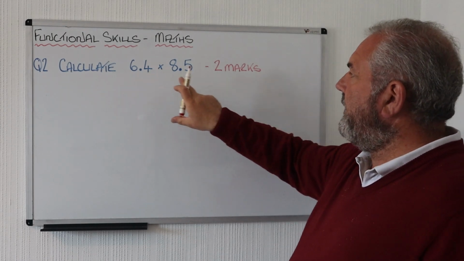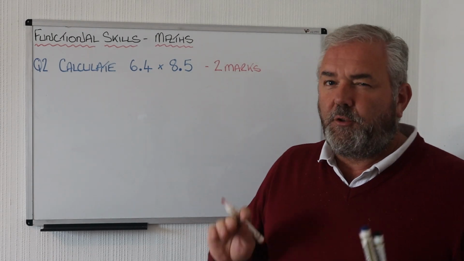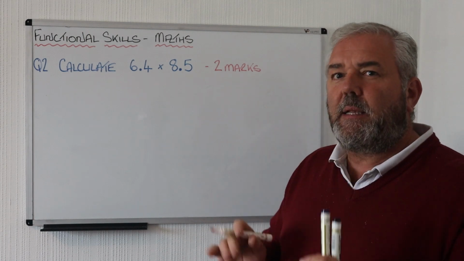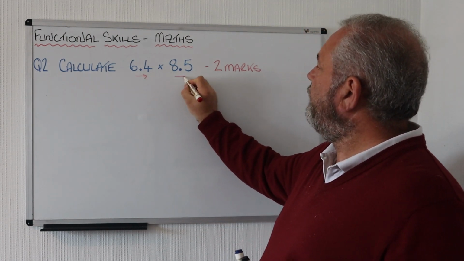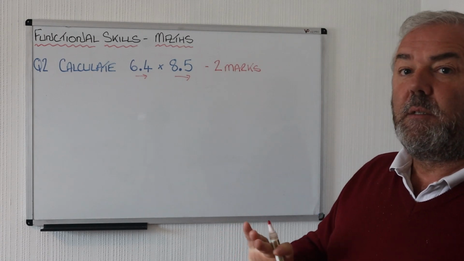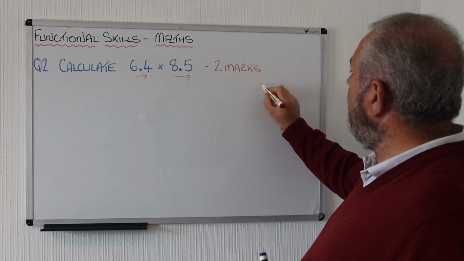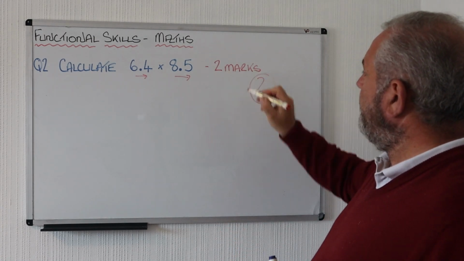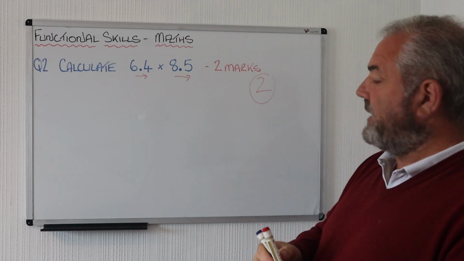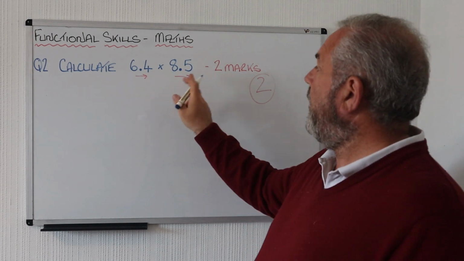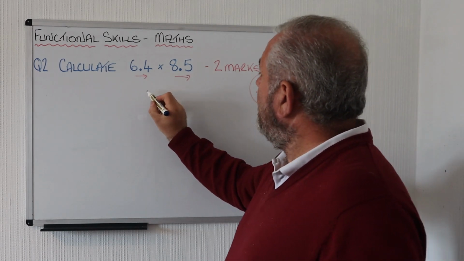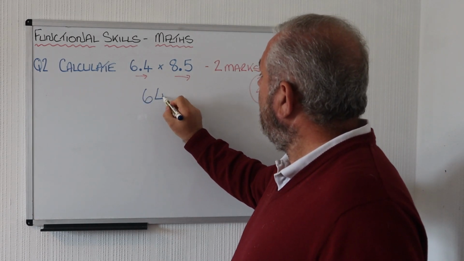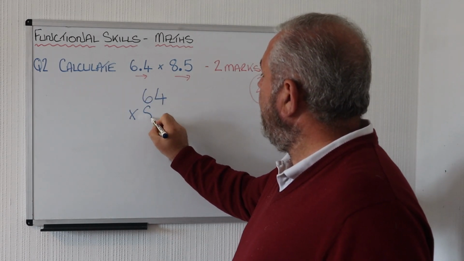So I've got the 6.4 and the 8.5. Just to get rid of the decimal point, just to make things look a little bit easier, every number that is to the right of the decimal point, I'm going to make a note of it over here. So I know there's 2, so I'm going to make a note there's 2. And what I can do now is take the 6.4 and 8.5 and dismiss the decimal points for this time. So I'm going to take 64 and multiply it by 85.